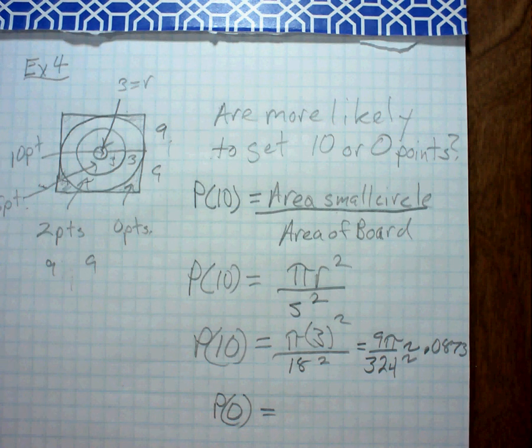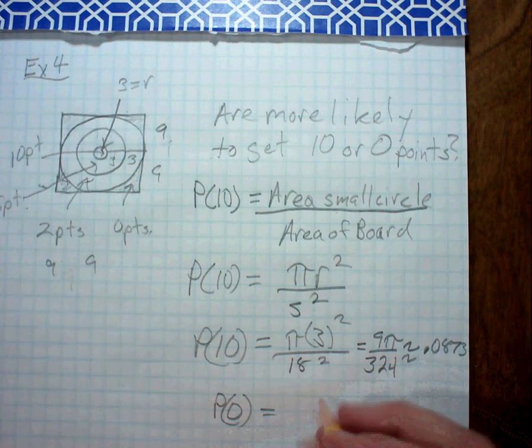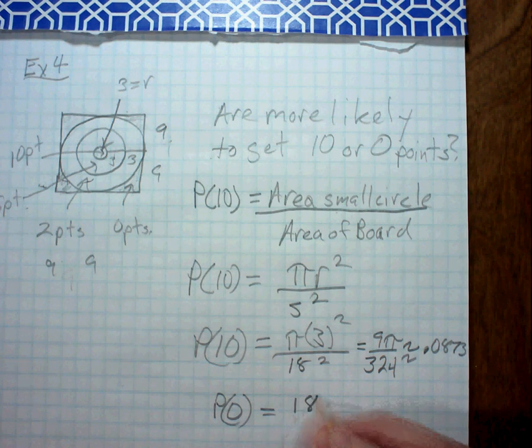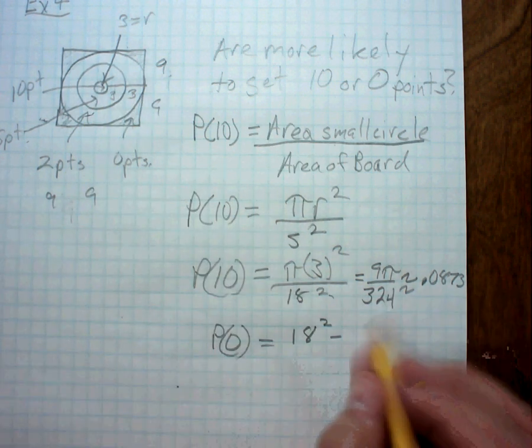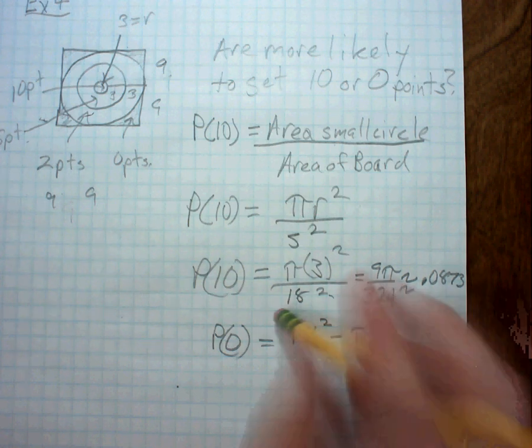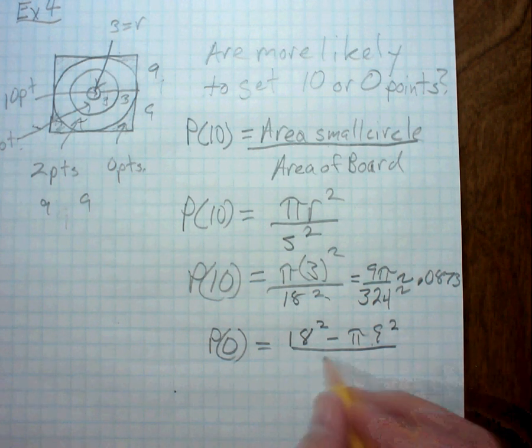So the way that I could do that is I could say the area of the board squared, so that would be 18 squared, minus the area of the largest circle, which would be a radius of 3 plus a radius of 3 plus a radius of 3, which would be pi r squared, which would actually be 9 squared, all over the total board, which would be 18 squared.